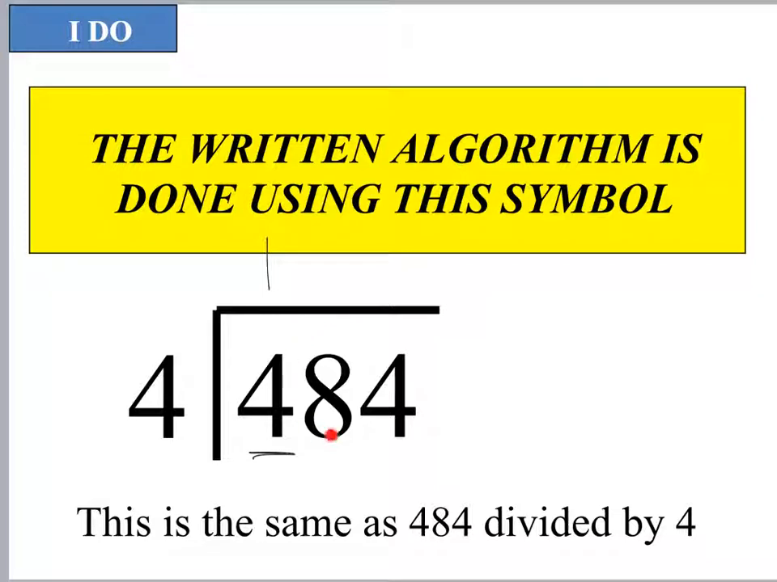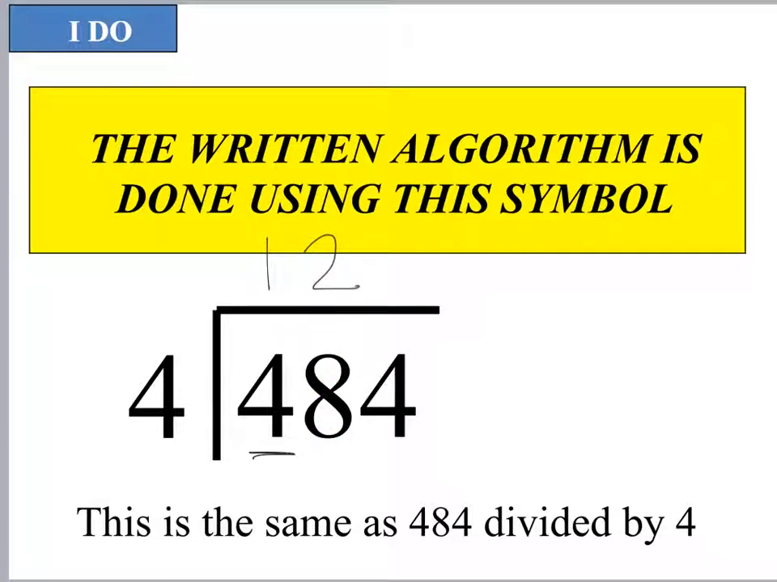Then I move on to the next one, and I'm going to ask, what is 8 divided by 4? I have 8 chocolates, and I share them amongst my 4 friends. How many chocolates does each friend get? They each get 2. Notice that my answer goes directly above the number I divided.